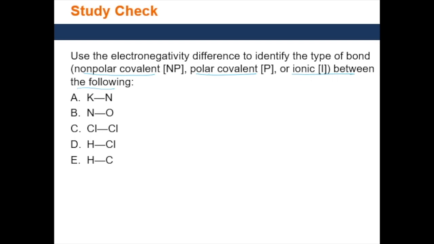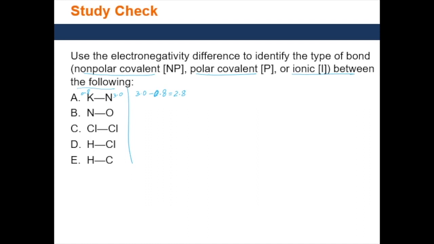Okay. So if I'm looking at my chart from the previous slide, you can pull that up right now, calculate the difference, and then figure out what your value is. So let's say I'm doing potassium and nitrogen. I'll show you one of them and then you can do the rest by yourself. Nitrogen has an electronegativity of 3.0, potassium is 0.8. So what would be the difference? It would be 3.0 minus 0.8, meaning this would be 2.8.